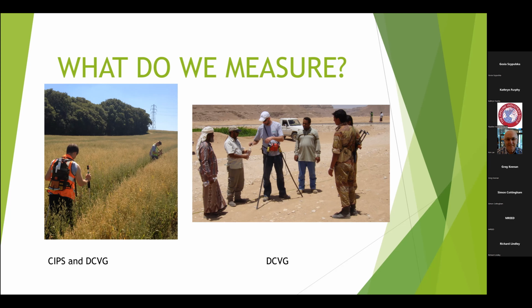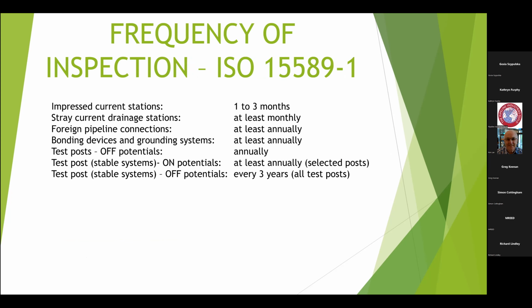And Richard was looking for coating defects in that case. So the big question is, how often do you need to look at all these test posts and do these surveys? And when we wrote the ISO 15589-1 standard, which is cathodic protection for on-land pipelines, as they like to call it, we tried to make a table to guide people.